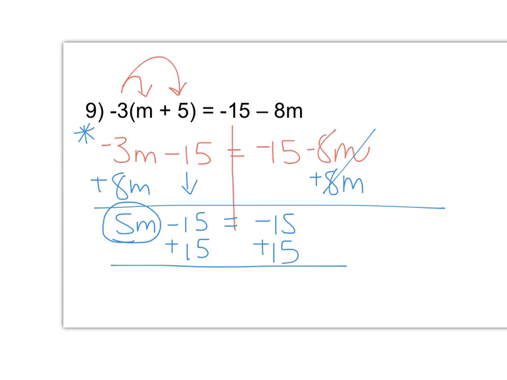Now let's simplify. These guys cancel out. I'm left with 5m is equal to negative 15 plus 15. Again, cancels out because it gives me 0. So I'm going to write 0 there. I'm not going to leave it blank.